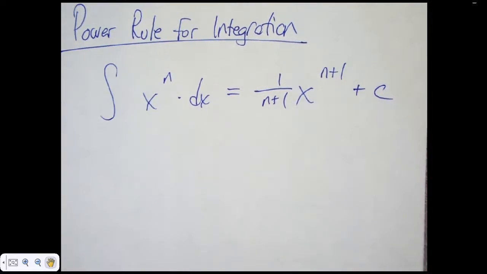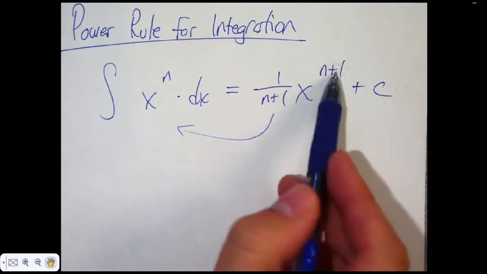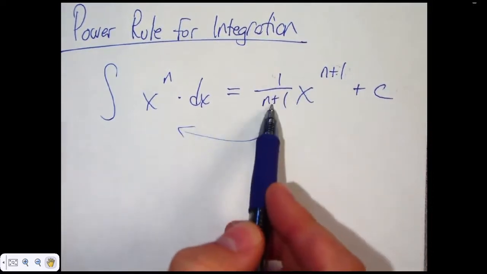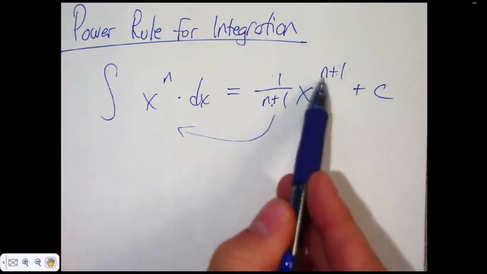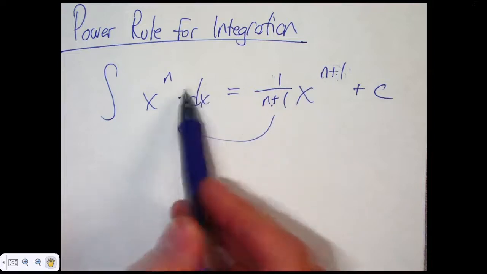Then we can kind of check this too. If we take the derivative of this, we should end up back at x to the n. So what's n plus 1 times 1 over n plus 1? We'll just cancel, right? And then if I reduce the power by 1, what's 1 less than n plus 1? N. So we're right back where we started.